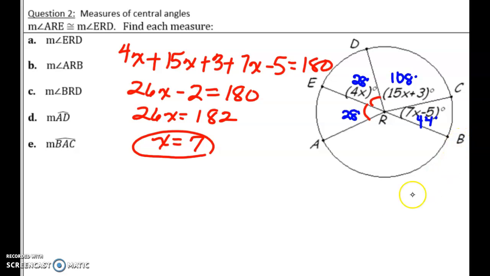This is also a semicircle. The arc BAE is a semicircle. So if this is 28 right here, this has to be 152. All right, and so now I'm going to answer my questions over here. These are all, by the way, central angles because the vertex of all of those angles is at the center.